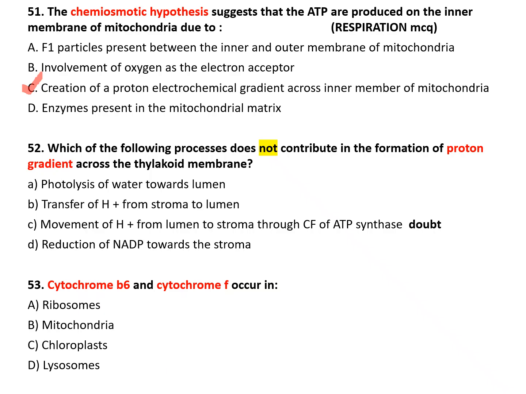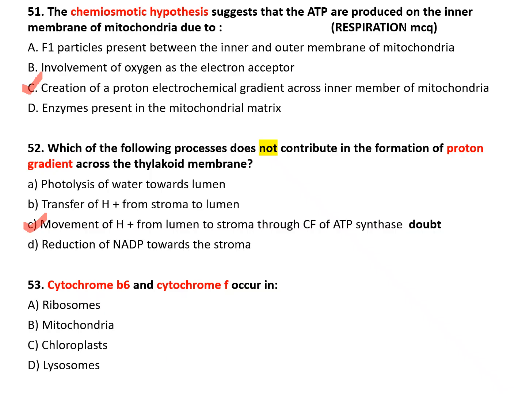The next question, number 52. Which of the following process does not contribute in the formation of proton gradient across the thylakoid membrane? Option A, photolysis of water towards lumen. Option B, transfer of hydrogen ion from stroma to lumen. Option C, movement of hydrogen ion from lumen to stroma through CF of ATP synthase. Option D, reduction of NADP towards the stroma. The correct answer is option C, movement of hydrogen ion from lumen to stroma through CF of ATP synthase.